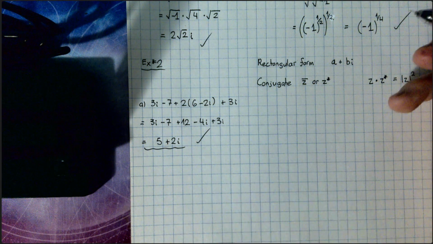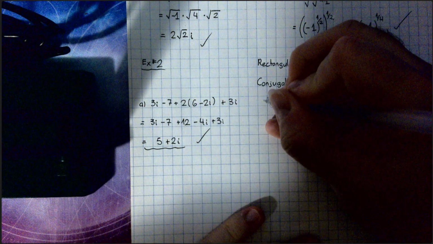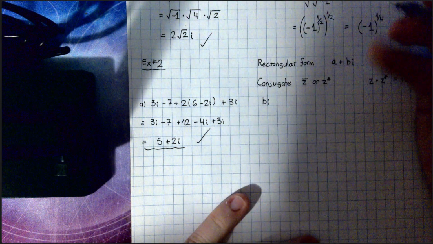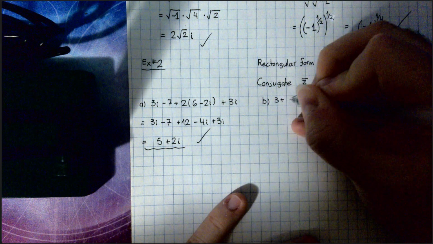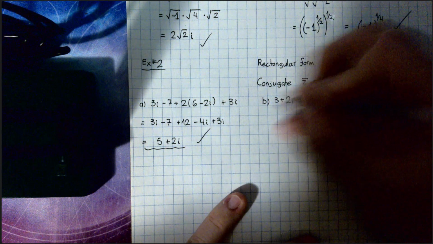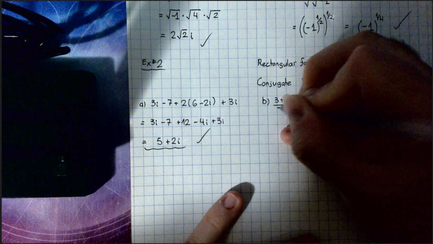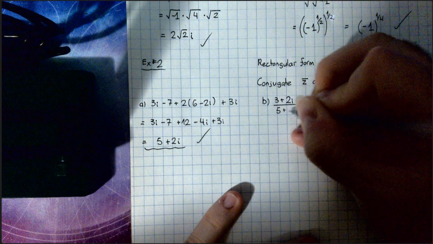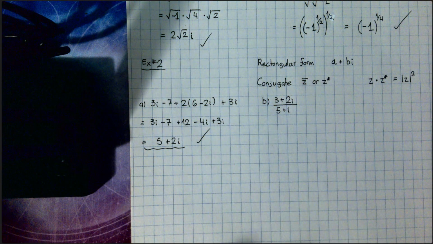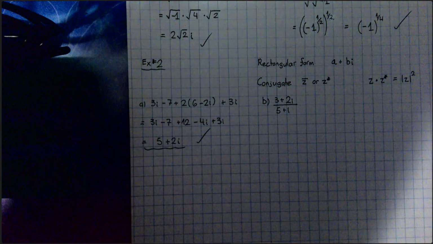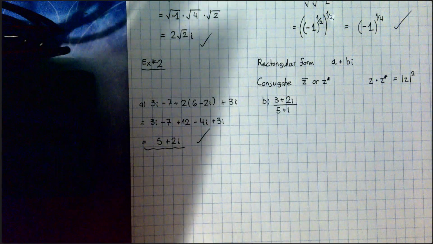Okay? Now, for part B, I've got 3 plus 2i divided by 5 plus i. And now we need to simplify this as much as we can. So I'm going to take a brief pause so you can pause the video and try it for yourself, and then we'll take it up.